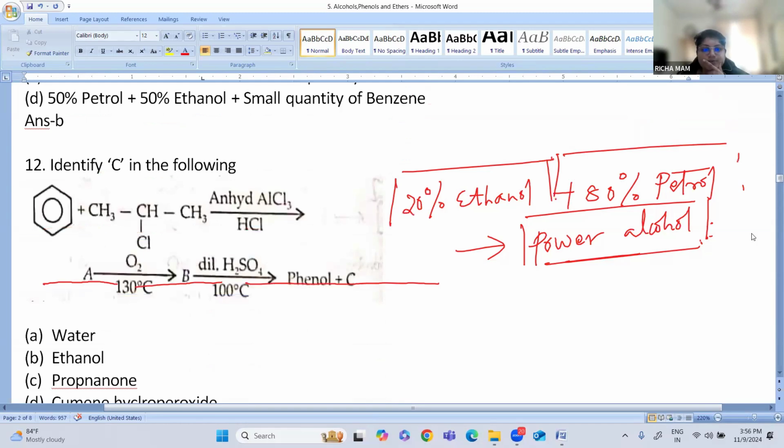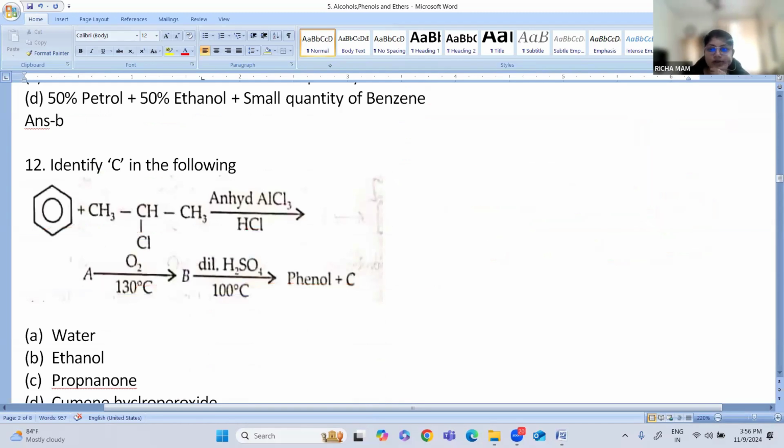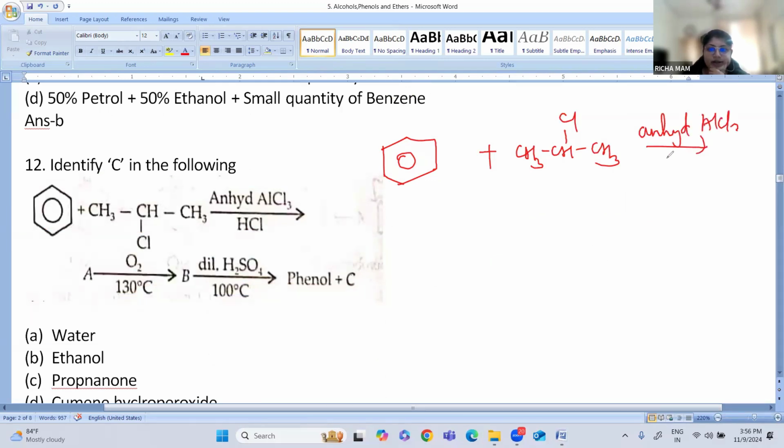Last one question will do. Identify C in the following. Benzene is reacted with CH3CHCH3Cl in the presence of anhydrous aluminum chloride and HCl. We are going to get A. This A is reacted with oxygen at 130 degrees Celsius to give you B. This B is reacted with dilute H2SO4 at 100 degrees Celsius to give you phenol plus C. They have asked to find out what is the C.